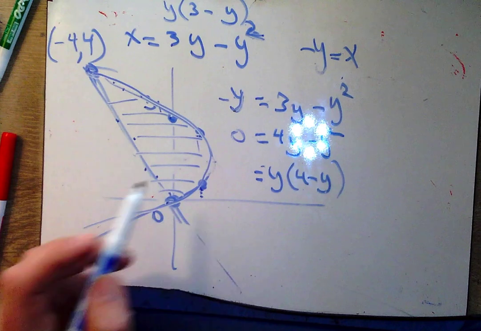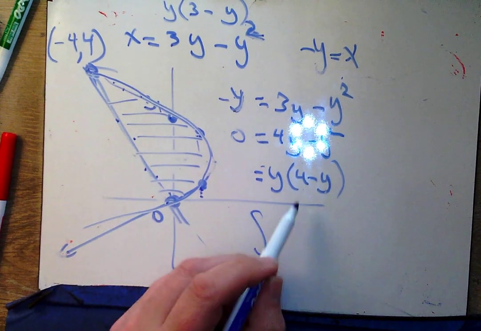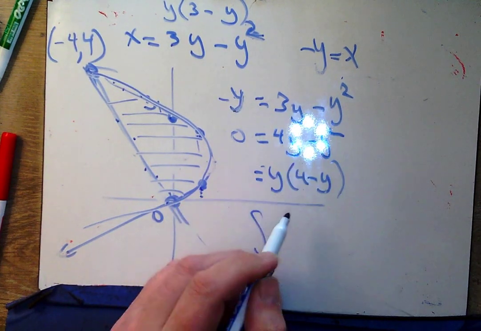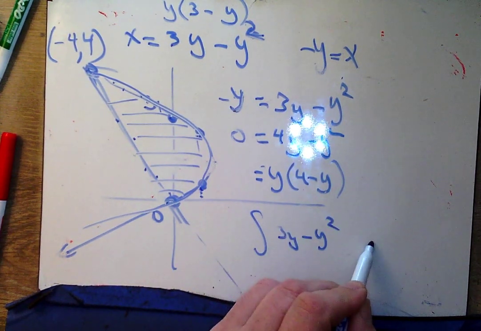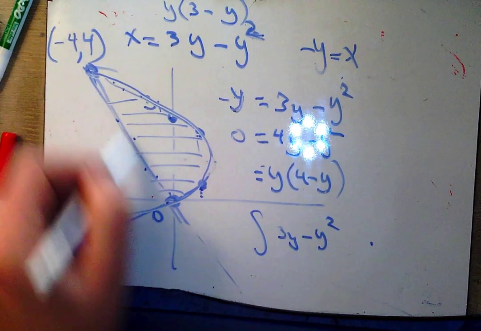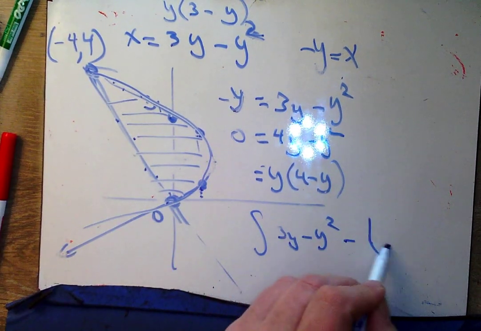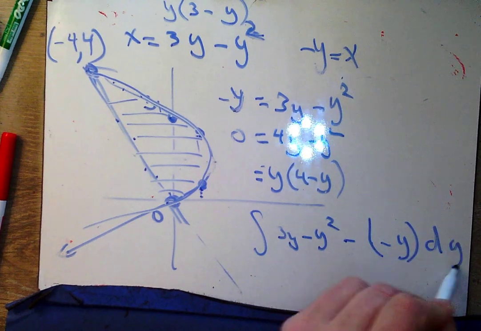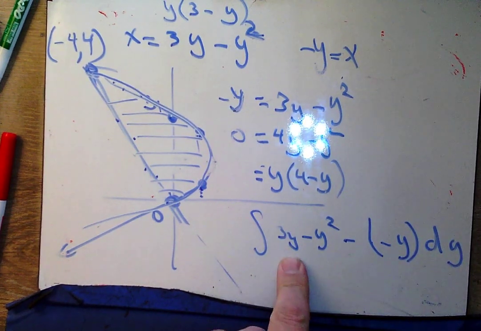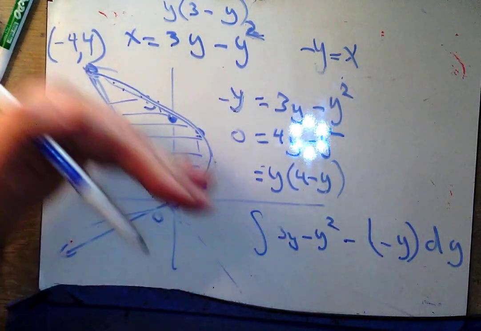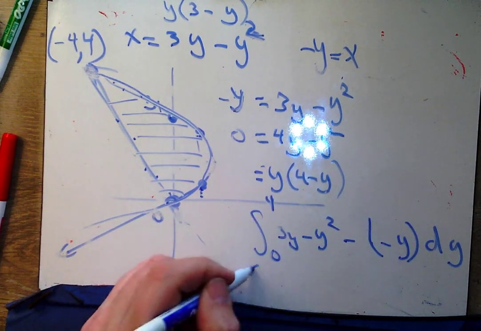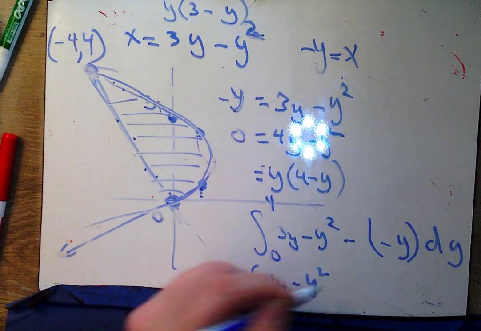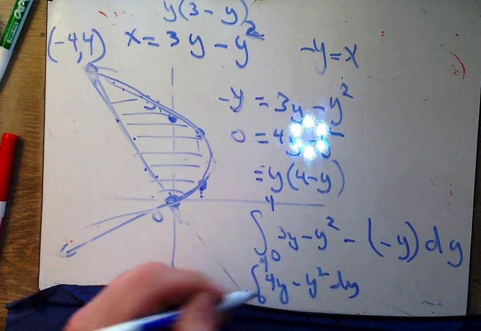There's our downturned parabola, and that's this one here, 3y minus y squared. And that's my right. Now my left is this one, which is minus the negative y, dy. You see enough of these y's? So we're integrating y's, not from here to here, but from here to here. We're going from 0 to 4. Okay, so we've got 4y minus y squared, dy, from 0 to 4.